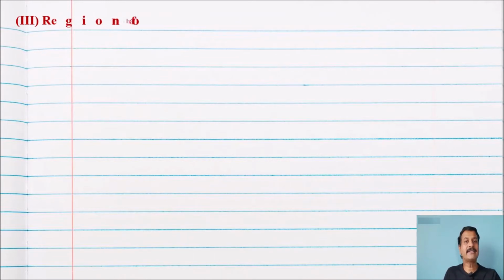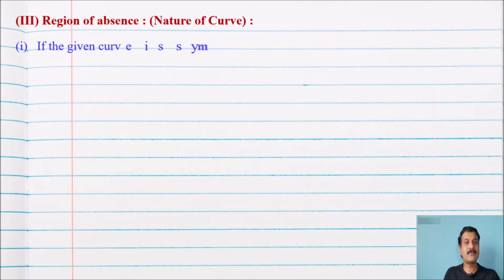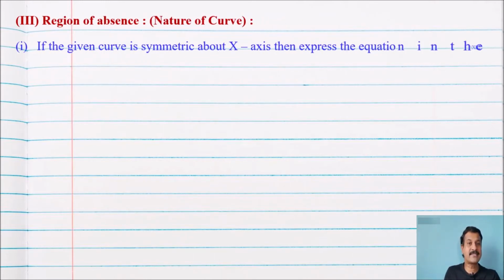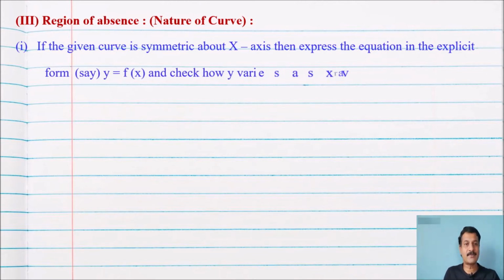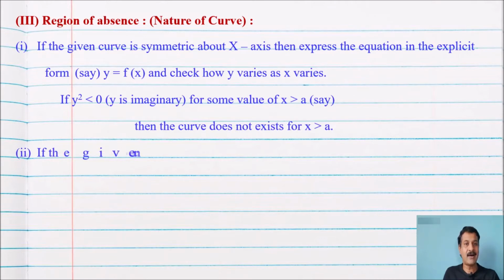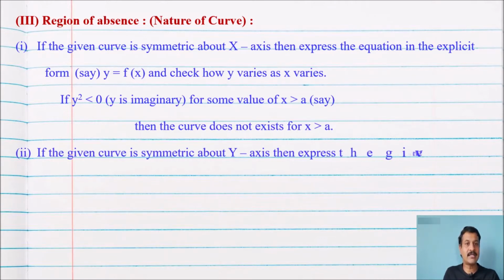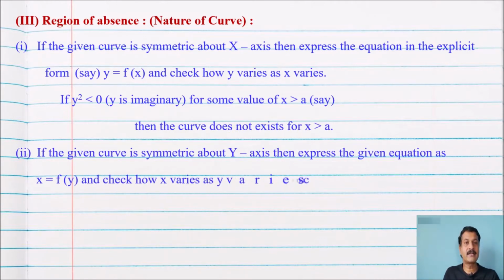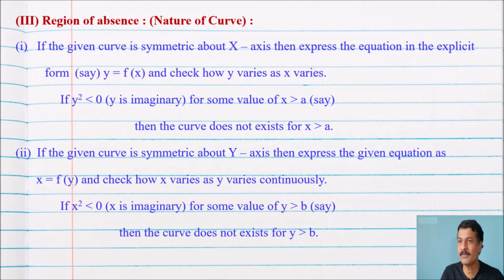Now point number 3 is the region of absence, meaning where the curve does not exist. Also we have to check the nature of the curve, meaning how it varies, how it decreases or increases in a particular interval. So how to check the region of absence? If the given curve is symmetric about the x-axis, then express the given equation in the explicit form, that is y equal to f of x, and check how y varies as x varies.